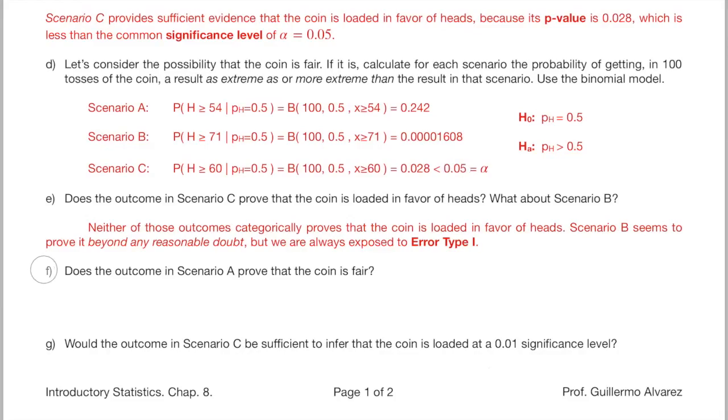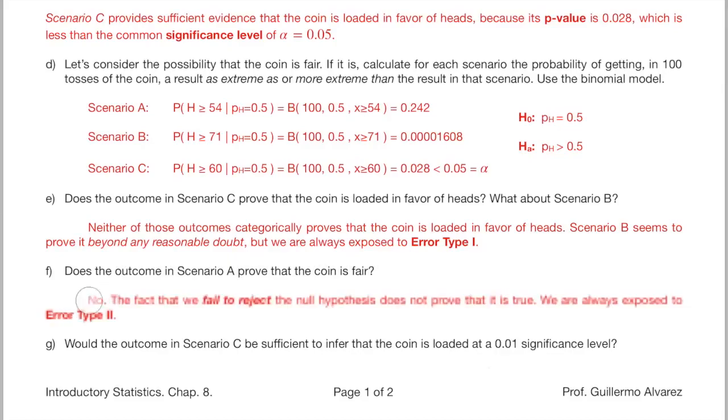Letter F is the other side of the coin. Does the outcome in scenario A prove that the coin is fair? The answer is more clear. No. The fact that we fail to reject the null hypothesis does not prove that it is true. We are always exposed to error type 2. Error type 2 is not rejecting the null hypothesis when it is false. The probability of committing error type 2 is hard to calculate, but it increases as the significance level decreases. This means that by reducing the risk of error type 1, we increase the risk of error type 2 and vice versa.